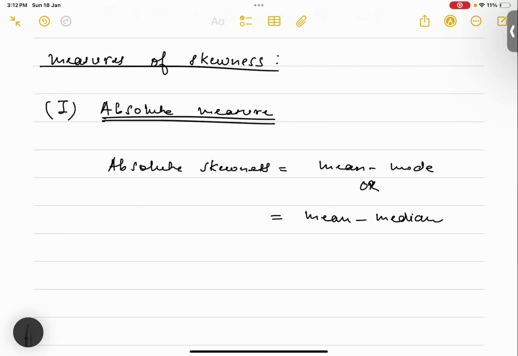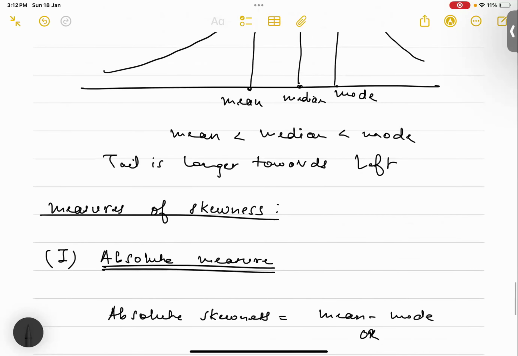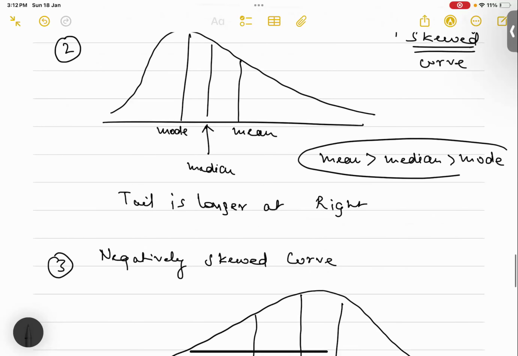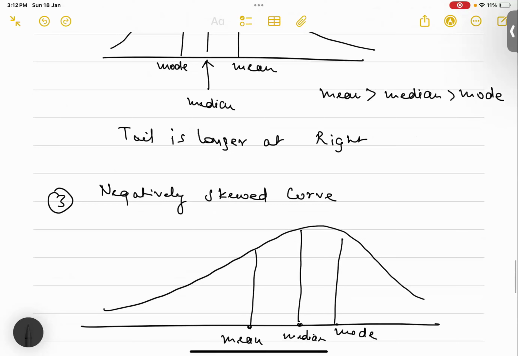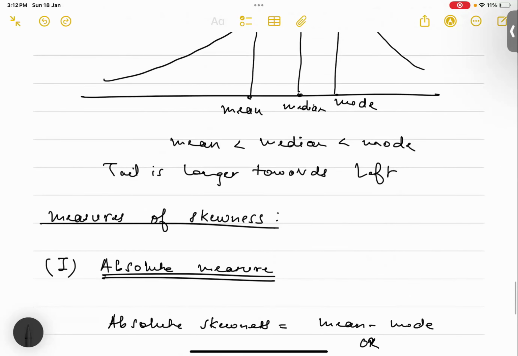They can ask you in theory, what if mean is greater than median greater than mode? So it is positively skewed. And if mean is lesser than median lesser than mode, it is negatively skewed.